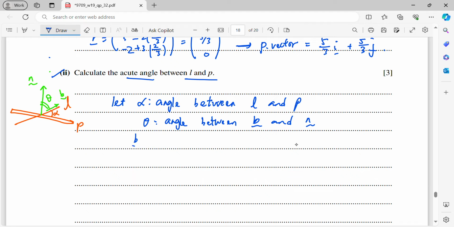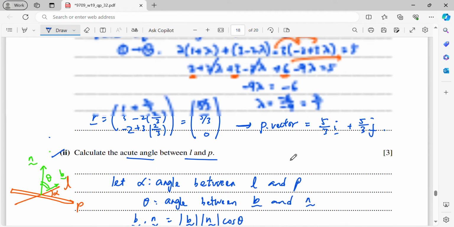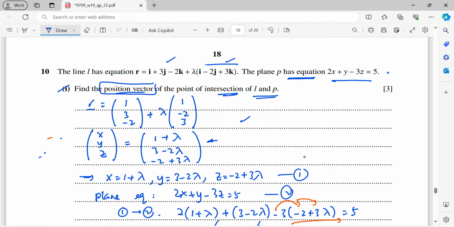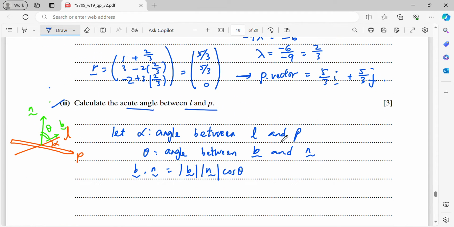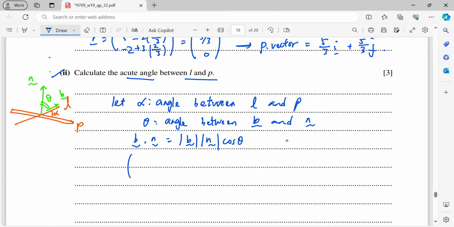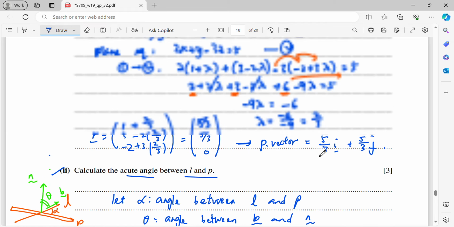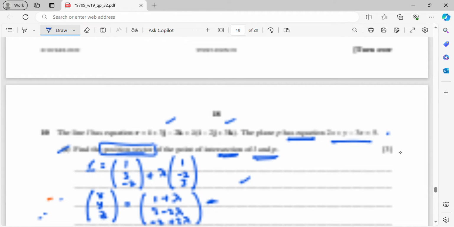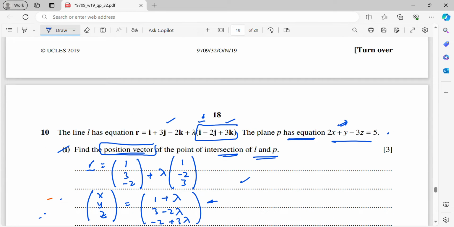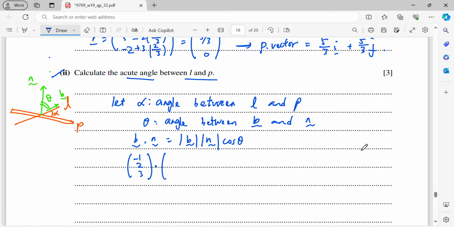So now, to get the angle theta, I will use the scalar product formula. So your b is basically this. This is your b. So it will be 1, negative 2, 3. Now the n, just for information, the n is basically from here. 2x plus y minus 3z.